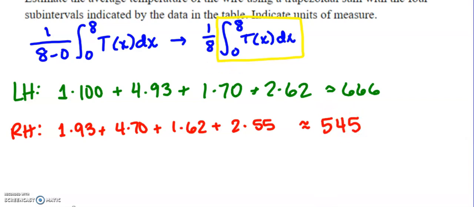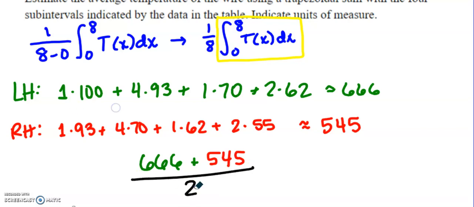The trapezoidal rule then, remember we're going to take our left-hand rule, which is 666, plus our right-hand rule, which is 545, and we are going to divide that by 2. So 666 plus 545 divided by 2 is 605.5.